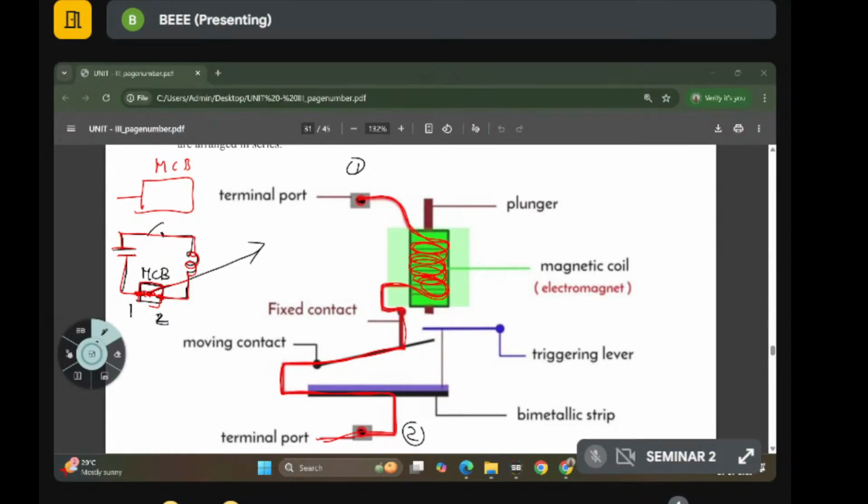These are called two metals, which may be cast iron or cast steel. You can call it a bimetallic strip. That's why it is shown in black and blue. For better understanding, two different colors are given. Bi means two, so two different metals are available here.